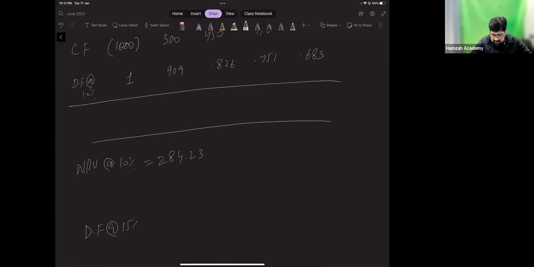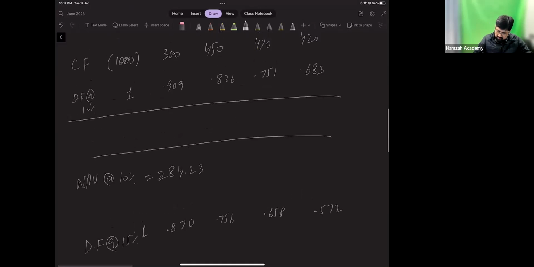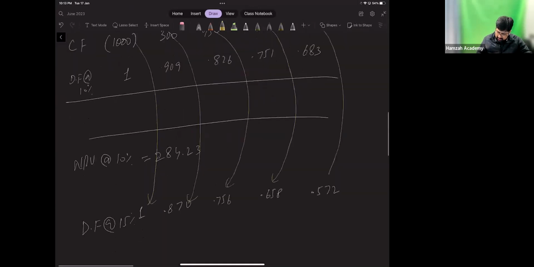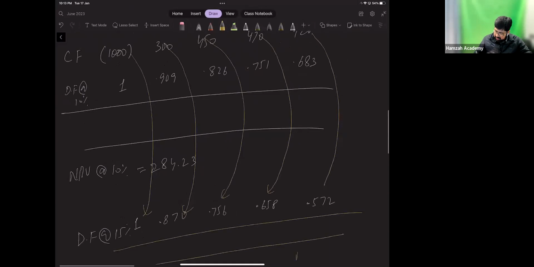So the discount factor at 15%: year 1 is 0.870, year 2 is 0.756, then 0.658, then 0.572. So we will be multiplying cash flows with it, and getting present value and NPV. Give me the answer. Be quick.